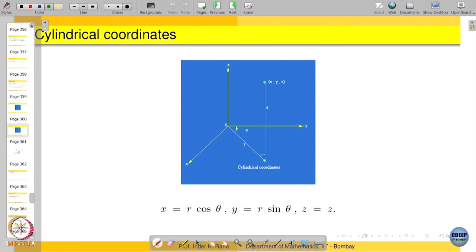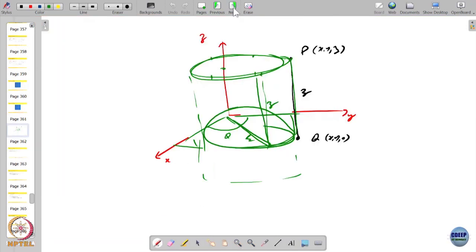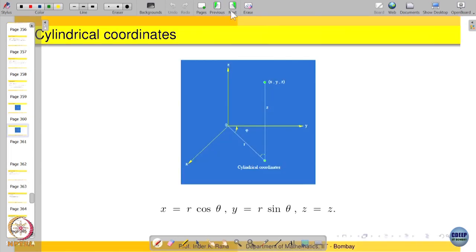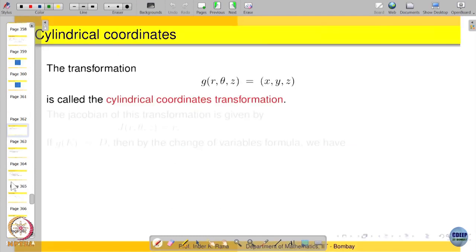If this distance is r, then it is r cos theta, r sin theta, z is equal to z, polar coordinates on the circle basically. So that gives you cylindrical coordinates. So you can locate points in R3 by looking at points as points on concentric cylinders with the same axis. Yeah, so that is called cylindrical coordinates.